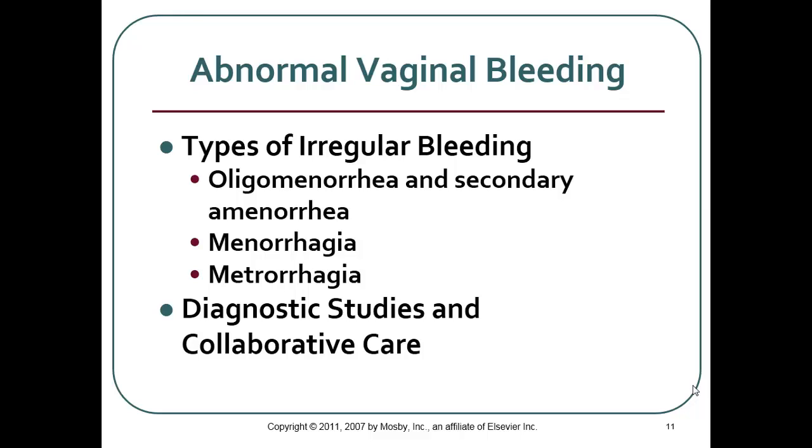So to control it, they'll use oral contraceptives, and that will help get the woman more on a regular cycle, and kind of help with some side effects that go along, like some of the heavy cramping can be alleviated by oral contraceptives.